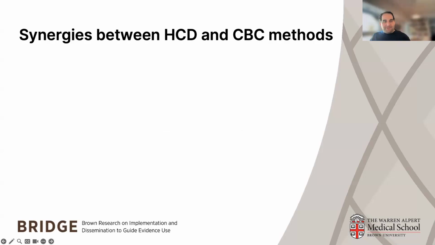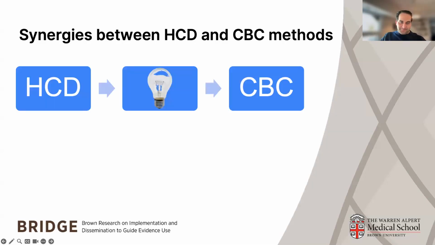So I'll quickly describe some synergies between human-centered design and choice-based conjoint methods, since that was originally the subject of my talk, and I have really emphasized more so the CBC methods. So oftentimes, the way that I like to think about synergies between these complementary methodologies is the sequence in which they happen. So oftentimes when using human-centered design, we use those methods to ideate and generate specific ideas for products or services or strategies that then we can assess preferences of using methods like choice-based conjoint.